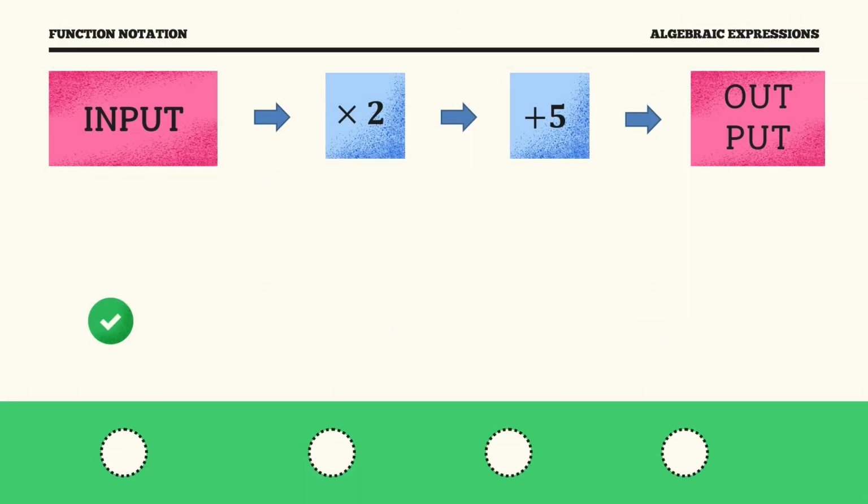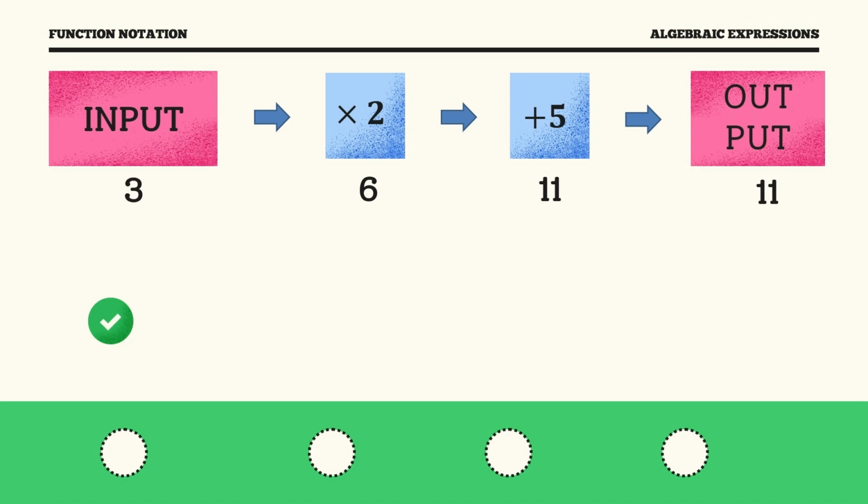We're going to learn about function notation. Here we have a function machine where you take an input and it generates an output. For example, if our input was 3, we take 3 times it by 2 to get 6, add 5 to get 11, and that would be our output. So if 3 is the input, we've got 11 as the output.